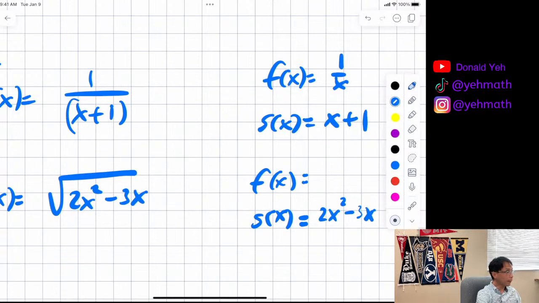The second one was f of x. Which function you plug in is gonna result in this? You got this. It's okay. It's all right. Just say it. 1 over x squared. Okay, you're almost there.